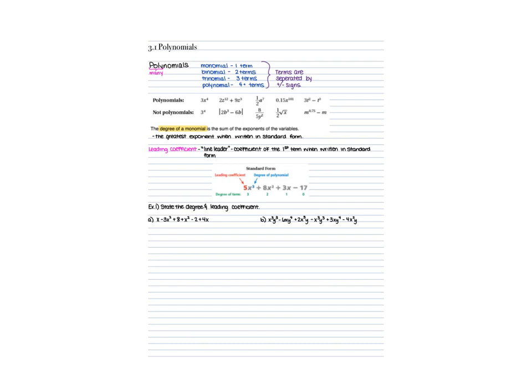3.1 Polynomials. Polynomials mean the front of the word says poly, so it means many. So you have different types of polynomials. You have monomials, which are one term, binomials, which are two terms, trinomials, which are three terms, and polynomials, which are four or more terms. These terms are separated by their plus and minus signs.